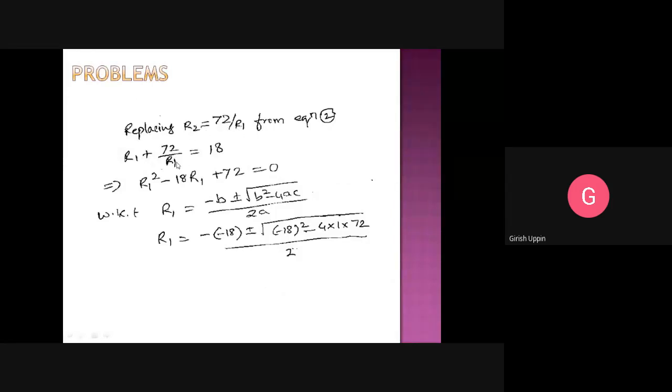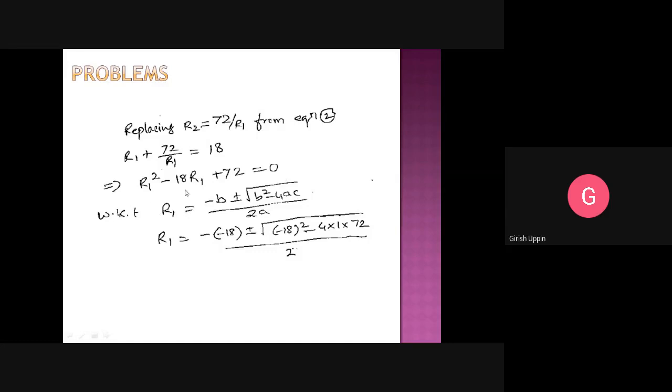By replacing here and simplifying this equation, we get R1 square minus 18R1 plus 72 is equal to 0. This is just a quadratic equation. If somebody is not understanding, see what we have done: this R1 will get multiplied here, R1 square plus 72, and this R1 goes here, 18R1. Then I take 18R1 on the left hand side. On the right hand side it becomes 0. On the left hand side it becomes minus 18R1. So just note down this if you did not get the answer.